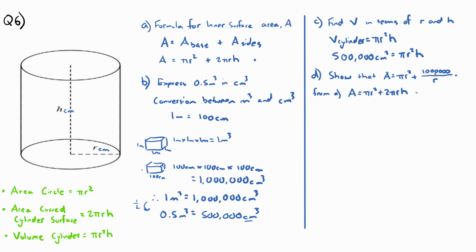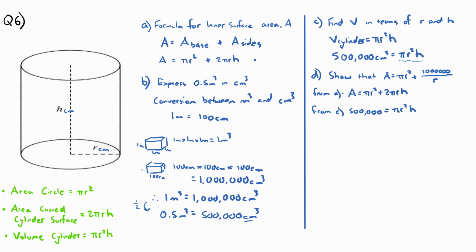So we need to show that the area can be equal to this formula. I'm going to build off this area formula that we found in part A. So area is equal to pi r squared plus 2 pi r h. Now, 2 pi r h is looking very close to the right hand side of our volume of a cylinder. So I'm just going to write that out again. Actually, I'll say from C, 500,000 equals pi r squared h.